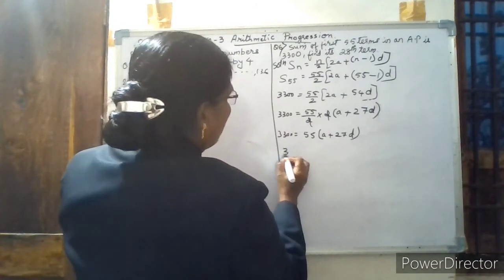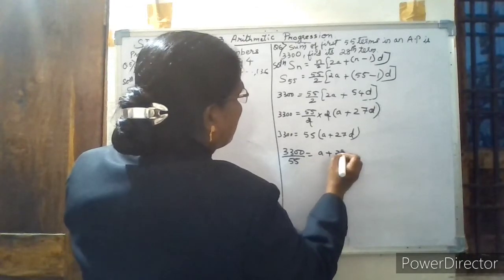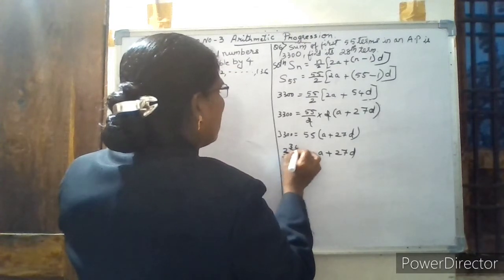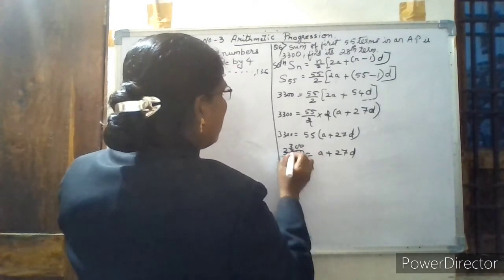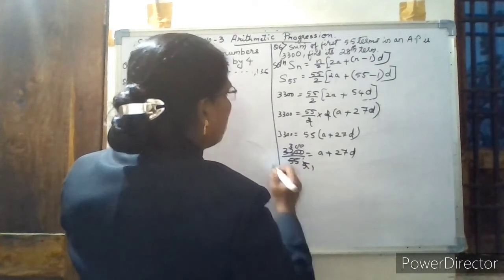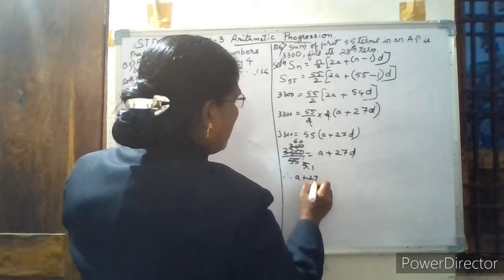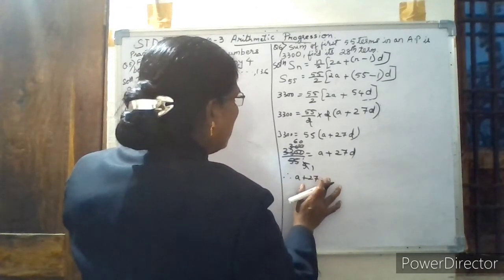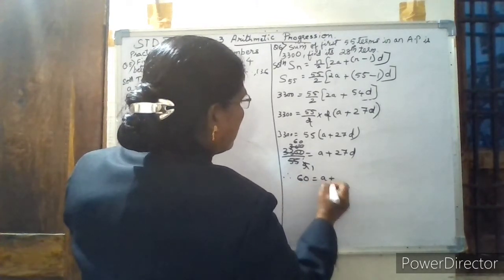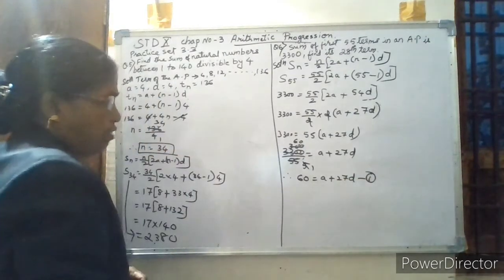Bring this to this side. So 3300 divided by 55 is equal to a plus 27d. So 11 5s are 55, 3 5s are 0 0. So 5 1s are 5, 5 6s are 30, 0. Therefore, a plus 27d is equal to 60. Keep it as equation 1, there is no solution here.